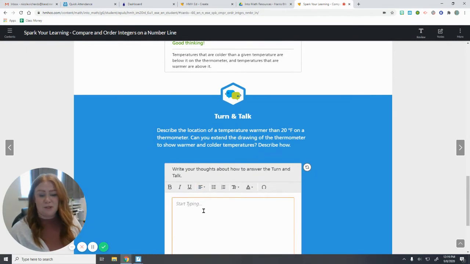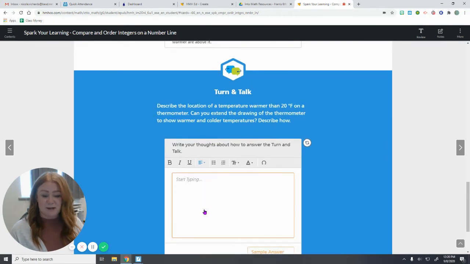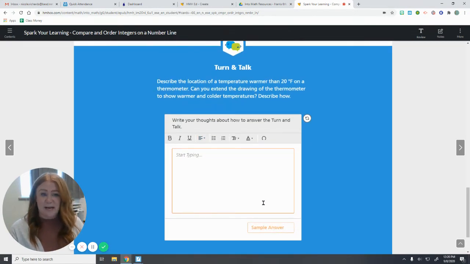Now we are going to think, and again, you may not have someone to turn and talk to. You can call a friend, you can talk to a parent or a sibling, or just use your own thinking. Describe the location of a temperature warmer than 20 degrees on a thermometer. Tell me about a thermometer and explain it to somebody that's never seen one before. How would you know where to find anything greater than 20? If you're talking 20, 21, 22, how would you place that on a thermometer? Where would that be? Use your words and your mathematical vocabulary to do that. Go ahead and pause the video and answer that.